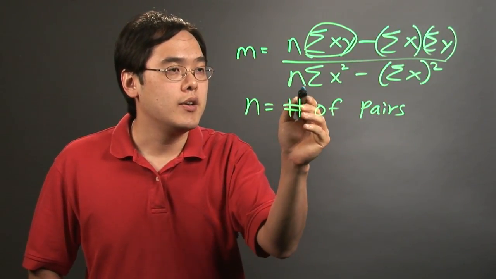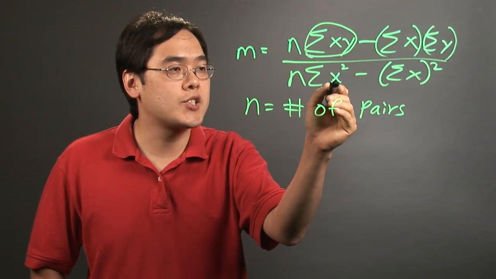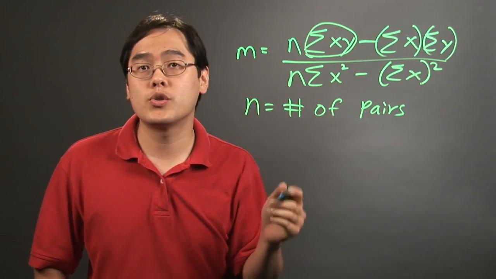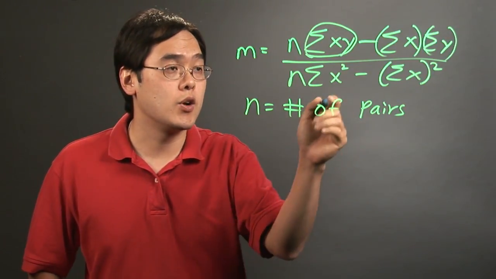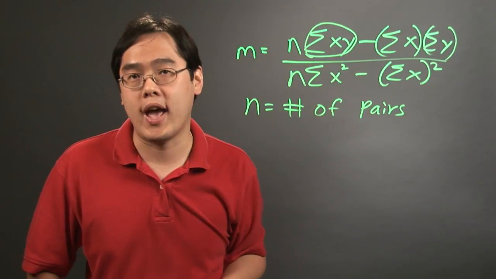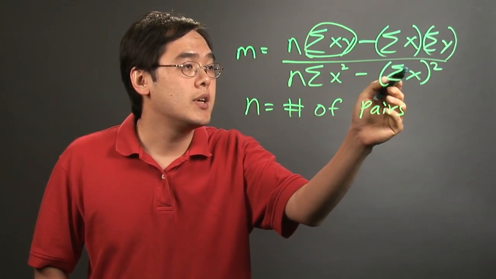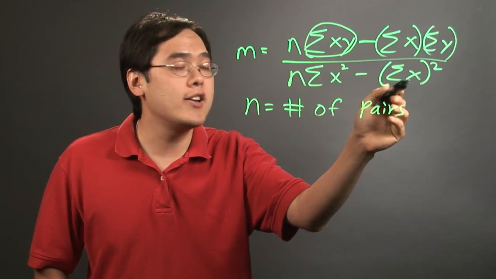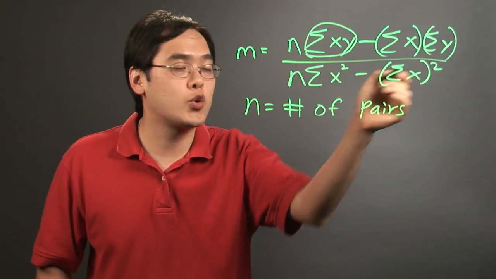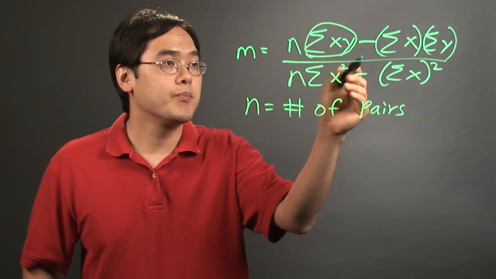And the denominator, this n, is the number of pairs. What you want to do is take each x coordinate, square it, and then add all those numbers together. So take all the x coordinates, square each of them, and then add what you have going on. And then this one here, if you look at the way this is written, you're going to add all your x coordinates. That's going to be some kind of a large number, and then you're going to square that result.